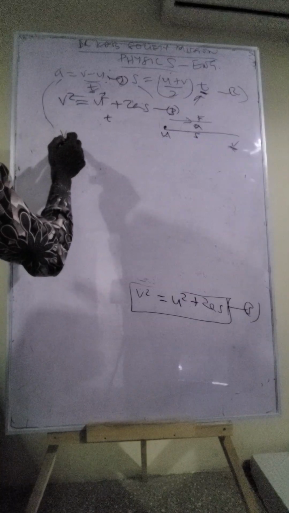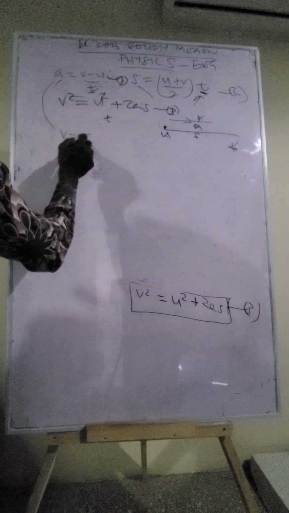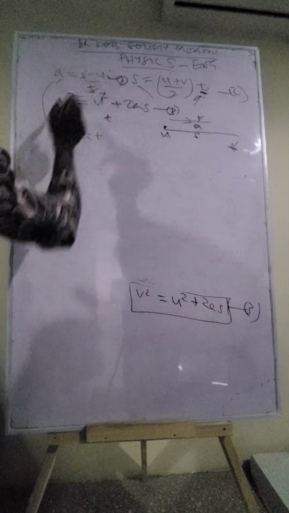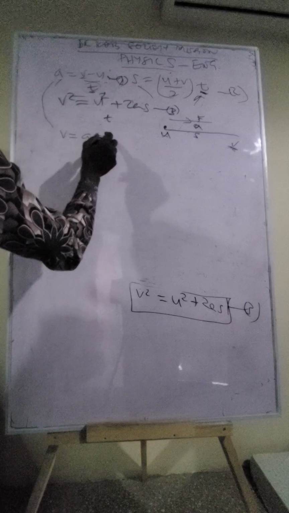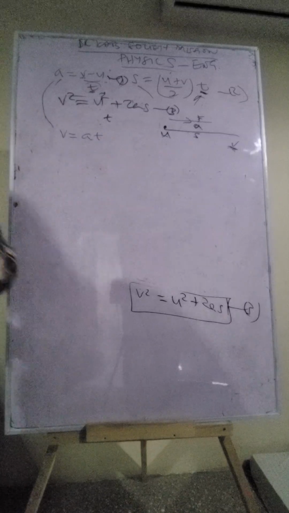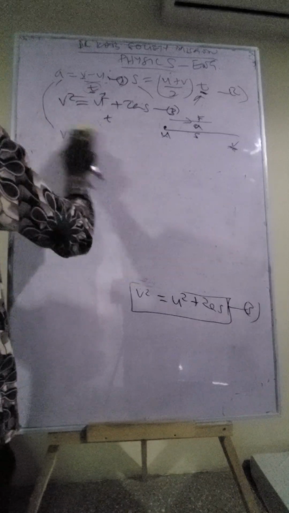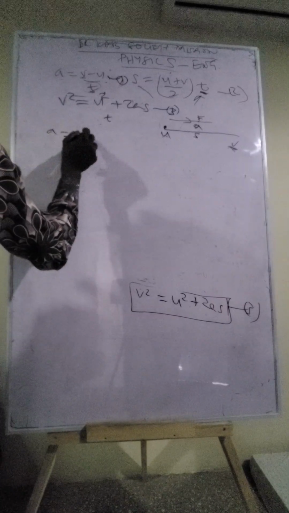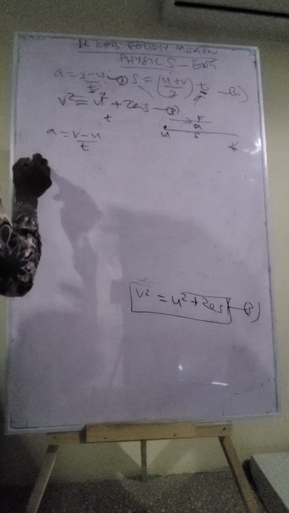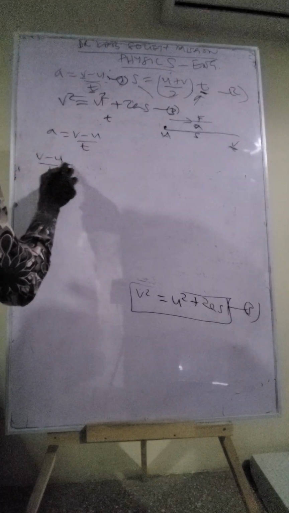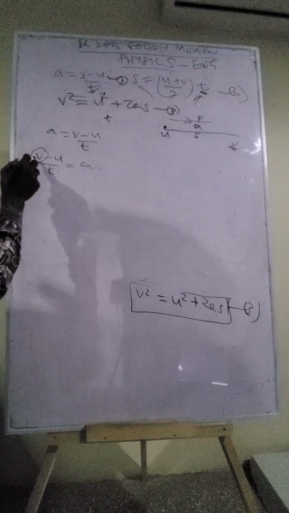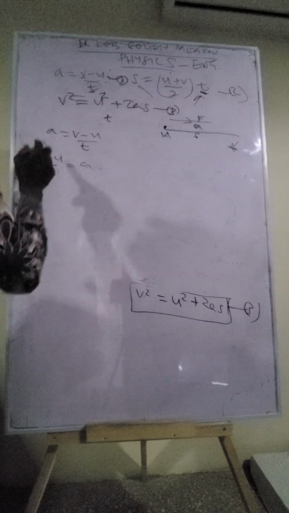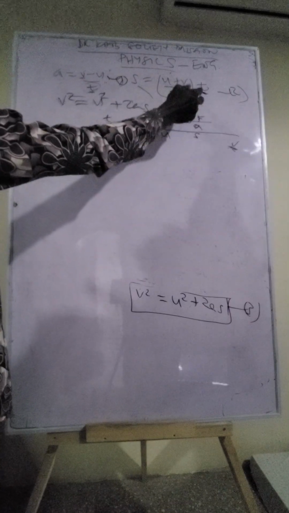v is equal to t will come and multiply a, so we're going to have at, and this is v. Let me write it first so that you can appreciate it. a is equal to v minus u over t. It is the same as v minus u over t is equal to a, because we are interested in making v the subject. We want to make v the subject because we want to substitute for v in this equation.